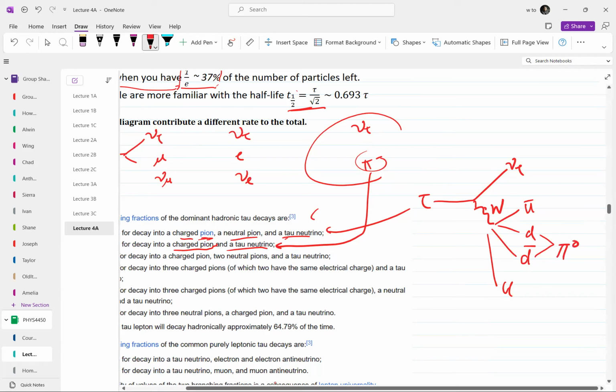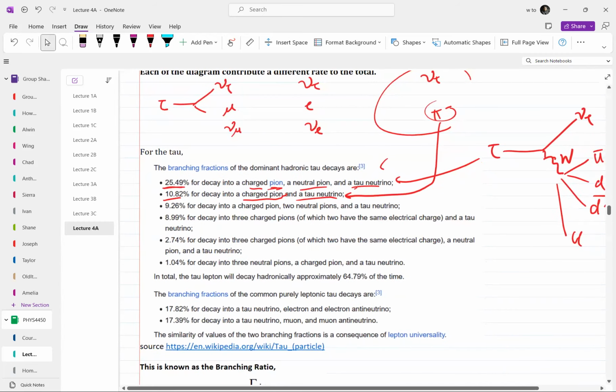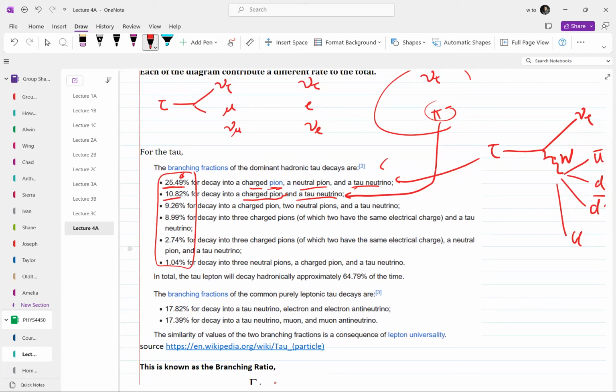I'm going to look up this diagram actually, because it's surprising to me. I thought this was the right one. This is actually the most probable one, at 25.5%. All of these combined together are what's known as hadronic decays. Usually they're lumped together.